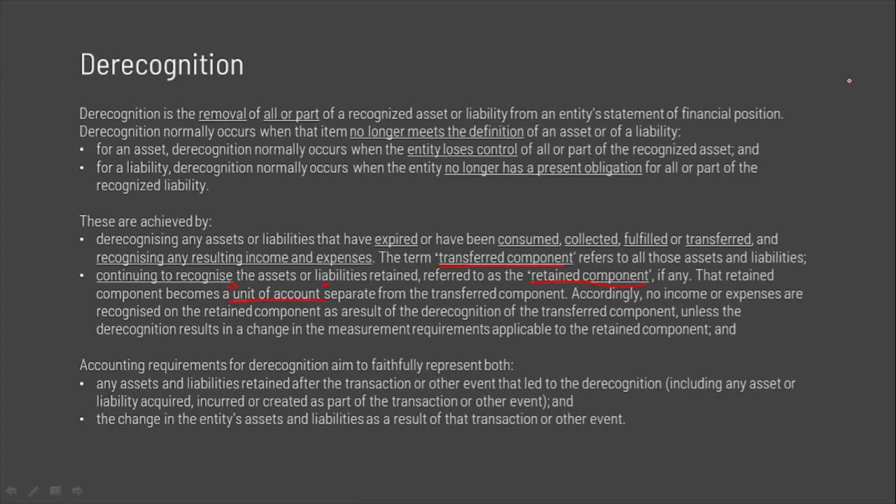While your derecognition process is also straightforward, if it no longer meets the definition of an asset or liability, eliminate it or remove it in your statement of financial position. However, if just a part of your asset or liability is extinguished, you have your retained component, which is a separate unit of account.